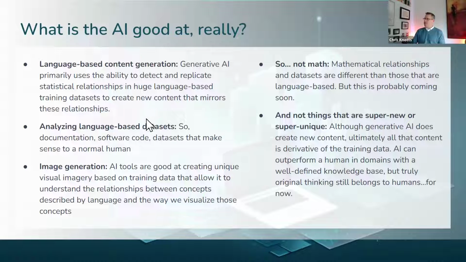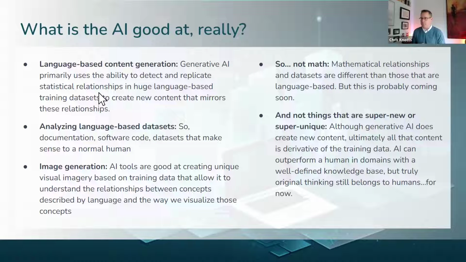So on the left, these are a few of my picks. I think these are sort of like meta capabilities that the generative AI offers. And then on the right, there's some good caveats that the generative AI is generally not good at. So first, as I mentioned, the generative AI tools that we're talking about are primarily built around these large language models.